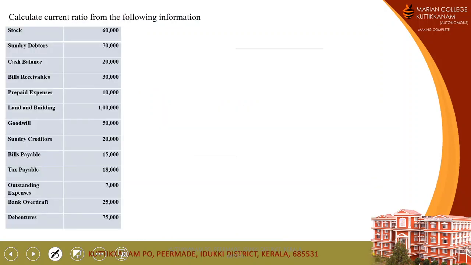Let's take one example. Here many items are given and you are required to calculate the current ratio and interpret the result. So we know that the equation for calculating current ratio is total of current asset divided by total of current liability. And now we will check each item.